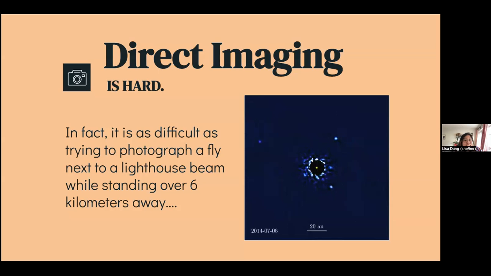In fact, detecting an exoplanet directly is really hard. Getting a direct image of an exoplanet, as shown on this GIF here, where in the middle there's supposed to be a star, and you see these four little blobs orbiting around the star, is actually very difficult. To give you a comparison, it is as difficult as photographing a fly that is flying next to a lighthouse beam that is standing about 6 kilometers away from you.